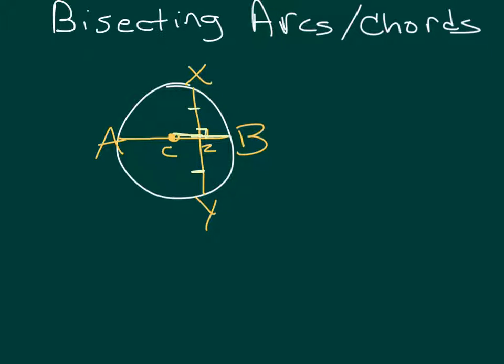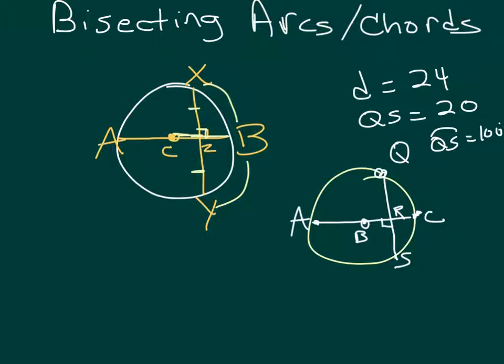But not only is the chord bisected, we know that the arc itself has also been bisected, so XB is congruent to BY. And that information comes in handy when we have problems like this.